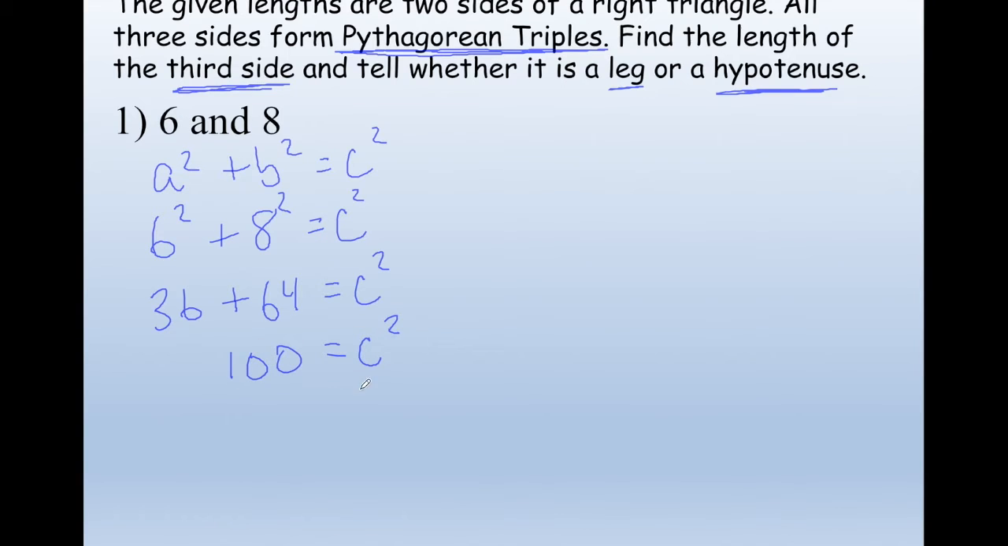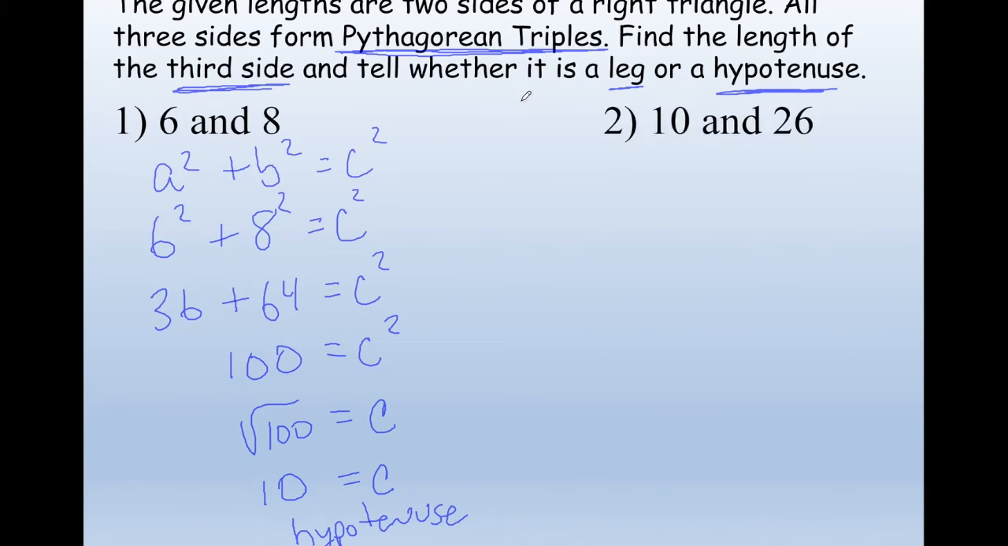So we take the square root of both sides, square root of 100, c is equal to 10. We got a whole number, so we're in pretty good shape. 10 is bigger than 8. So what did we find there? We found a hypotenuse.